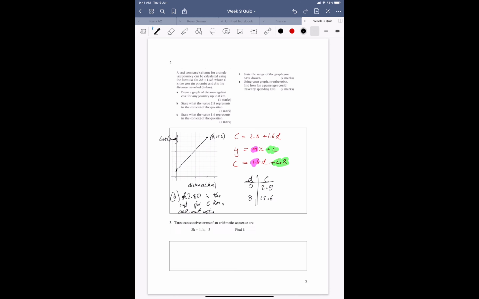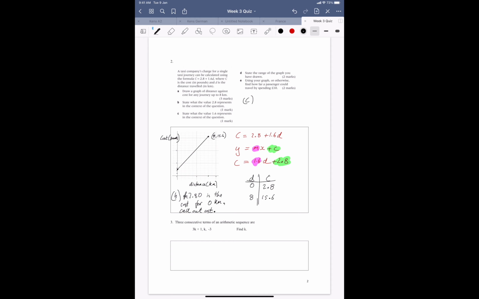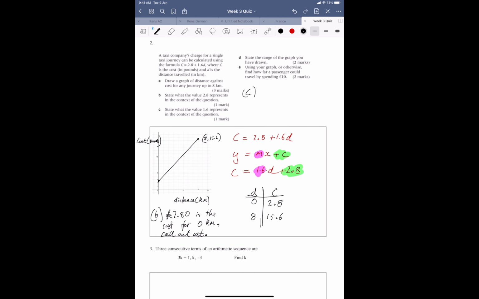Okay, and then part C, let's get that one done as well. At 1.6, well, you can clearly see that the way we've drawn it, this is the gradient. So the gradient is a rate of change. So we need to think it's the rate of change of cost for distance. So it's pounds per kilometre. So 1.6 is the cost per extra 1 kilometre. All right, so it's cost for every extra 1 kilometre driven.